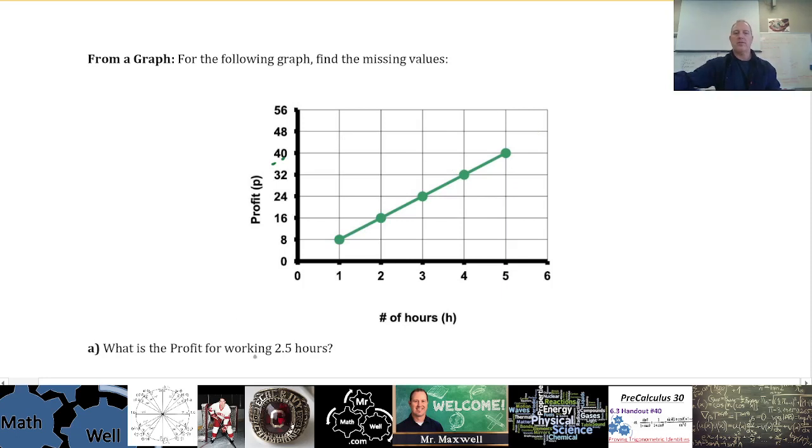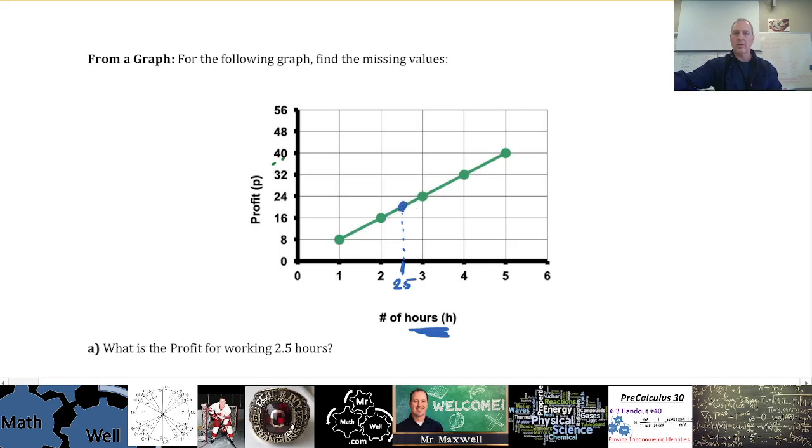So what's the profit for working 2.5 hours? Obviously you see hours down here. Profit is how much money you would make by working that long. So 2.5 hours on the x-axis would put us right about here. See? There's 2.5. So what you do is you find out what the graph is telling you. At 2.5, if you follow this all the way up until it touches the graph, this is a point that looks like it would be on the graph. You see how it's right in between those 2 points?